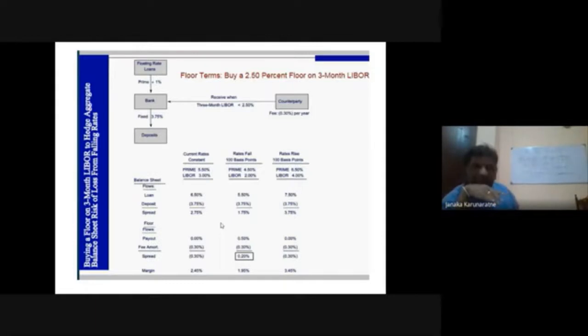Let's look at the scenario. Let's say the prime rate is 5.5, for example, and LIBOR is 3%. So your cash flows in the balance sheet on your loans, you get how much? If prime is 5.5, you will get 6.5, and on deposits you pay 3.75. So your spread is 2.75. On the floor, you have to pay 0.3%. So you will end up with a margin of 2.45%.